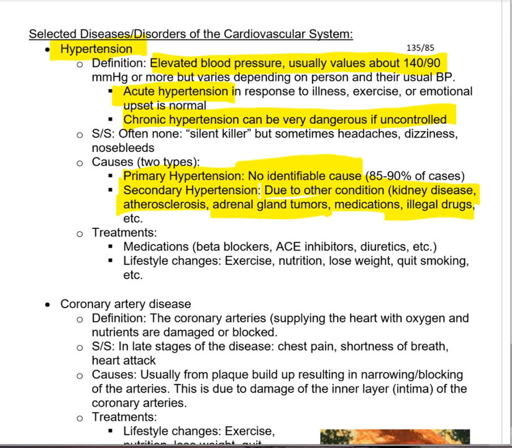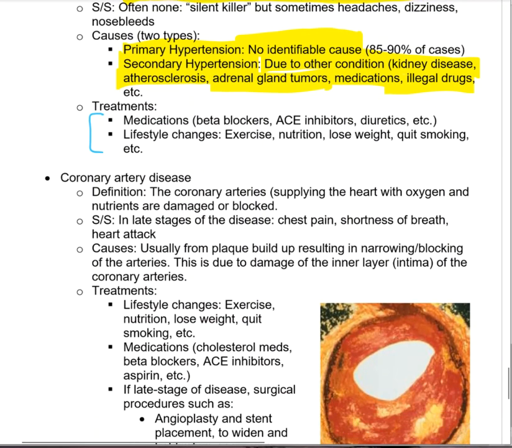So what are the treatments? Well, the treatments can be medications. We can give things like beta blockers or ACE inhibitors that will slow the heart, so the heart won't pump as hard, and therefore blood pressure will go down. You give diuretics to get blood volume down, get more water out of the body. But better ones, if we could, would be lifestyle changes. Exercise more, eat better, lose weight, quit smoking. Those things can go a long way to getting your blood pressure back to a normal place.